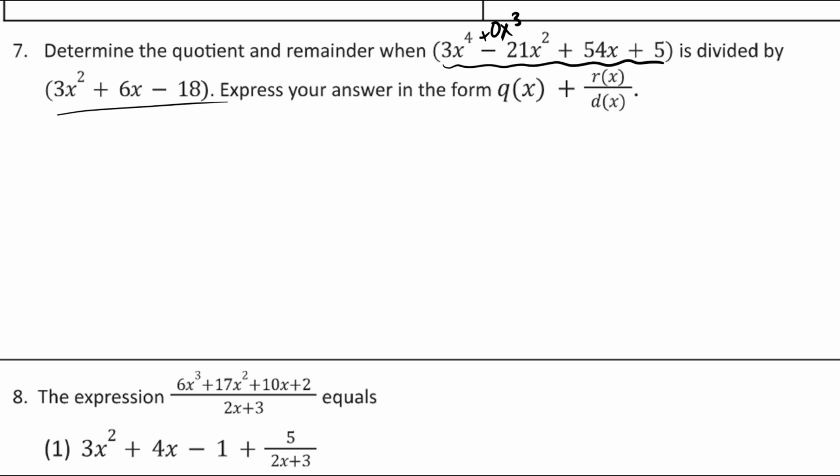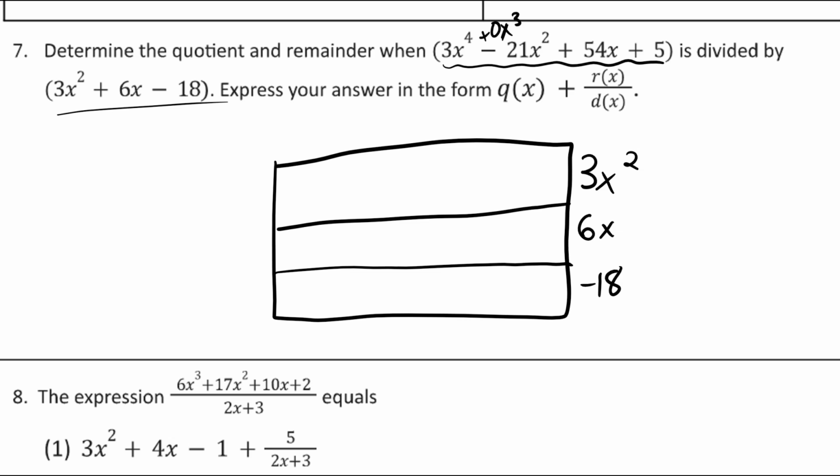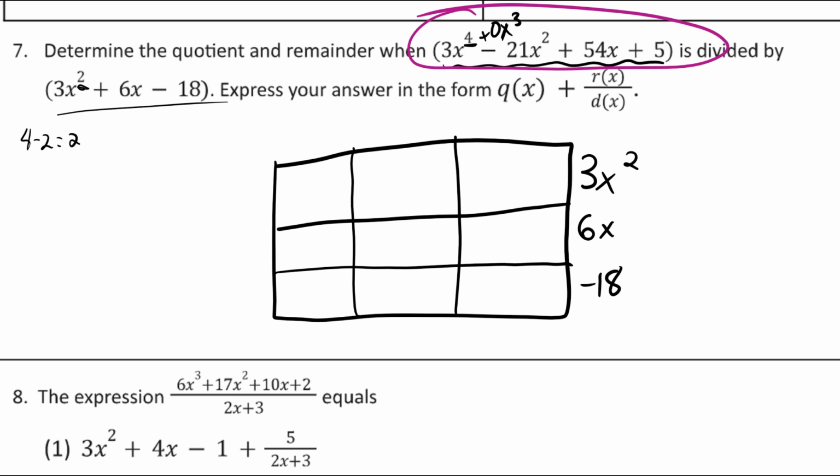Well, I'm dividing by this x squared term, so I'm going to set up my boxes. There's going to be 3 rows because I'm dividing by 3x squared, 6x, and minus 18. The question is how many vertical slices to draw. Well, if I'm dividing a degree 4 by a degree 2, I can draw 2 vertical slices if I subtract those degrees. And you'll know if you did this correctly because you'll have enough room for all of the terms of your dividend, or the thing you are dividing.